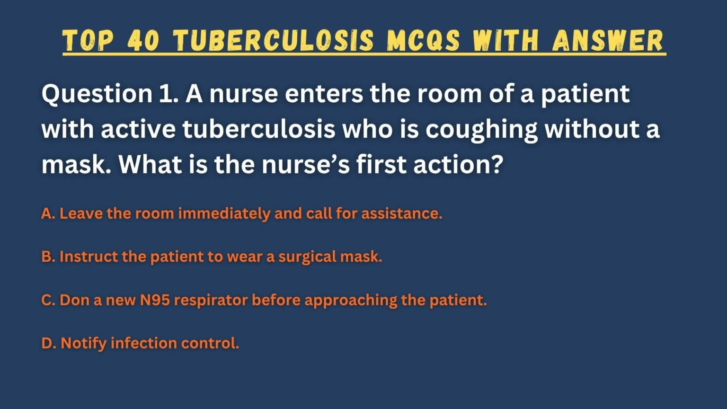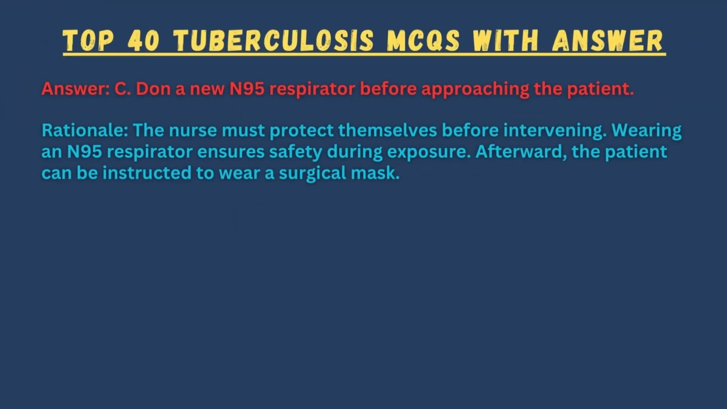D. Notify infection control. Answer. C. Don a new N95 respirator before approaching the patient. Rationale. The nurse must protect themselves before intervening. Wearing an N95 respirator ensures safety during exposure. Afterward, the patient can be instructed to wear a surgical mask.